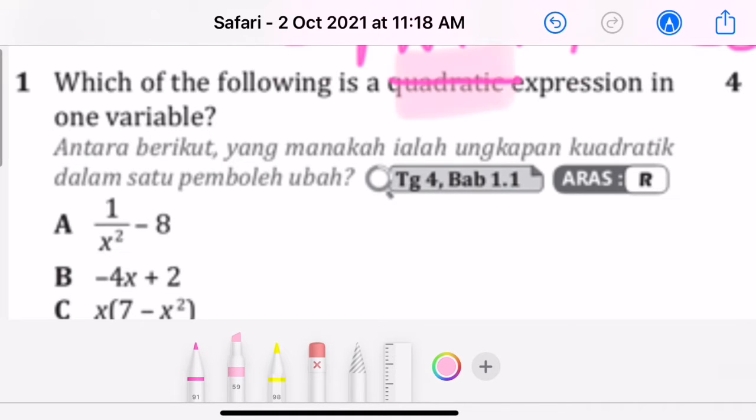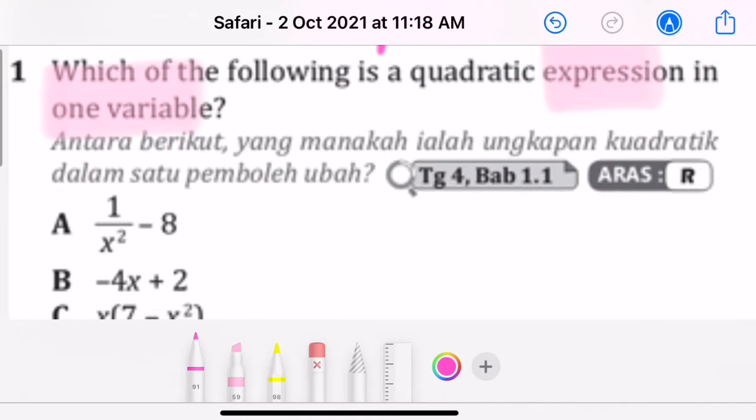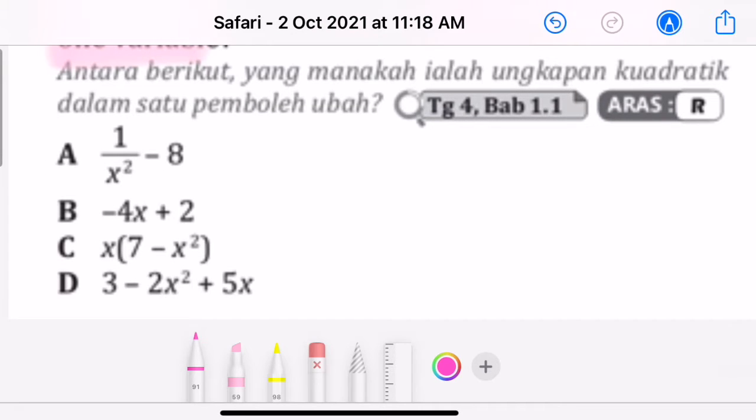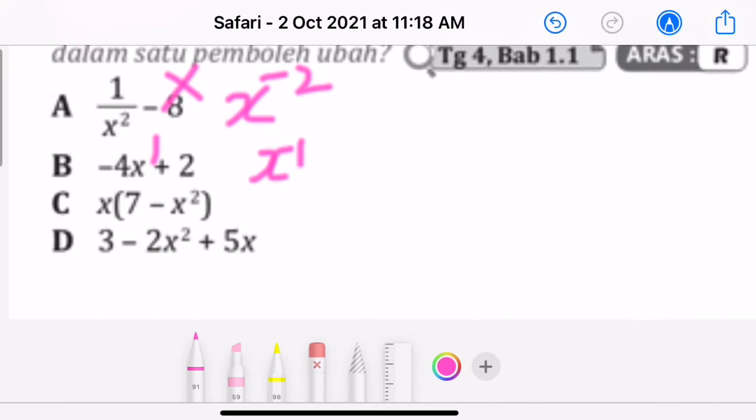So the first thing is we highlight expression. Quadratic expression: it's an expression, not an equation, in one variable. So let's look at the answer. Because the question mentioned quadratic, the power of the unknown must be 2. So this one, the power of the unknown is -2, so this is not the answer. And this one, the power of the unknown, x power 1, so this is not the answer.